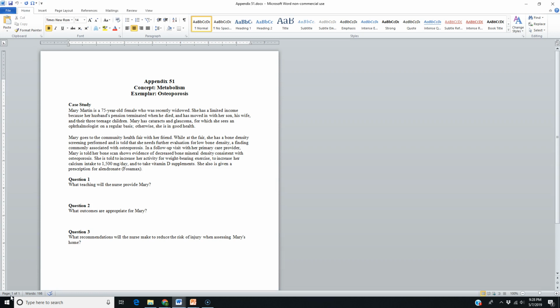Mary has cataracts and glaucoma, for which she sees an ophthalmologist on a regular basis. Otherwise, she's in good health. She goes to the community health fair with her friend. While at the fair, she has a bone density screening performed and is told that she needs further evaluation for low bone density, a finding commonly associated with osteoporosis. In a follow-up visit with her primary care provider, Mary is told her bone scan shows evidence of decreased bone mineral density consistent with osteoporosis.